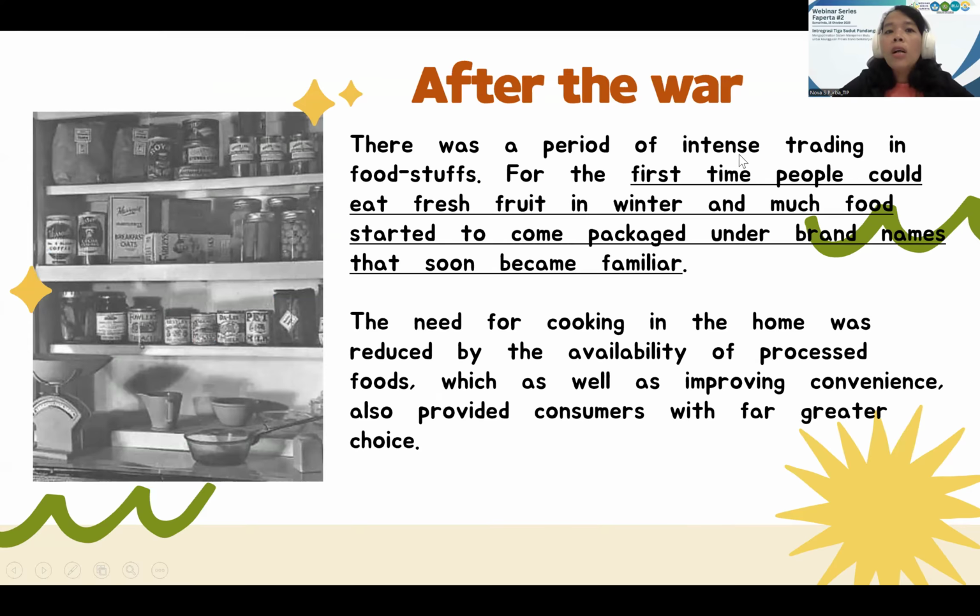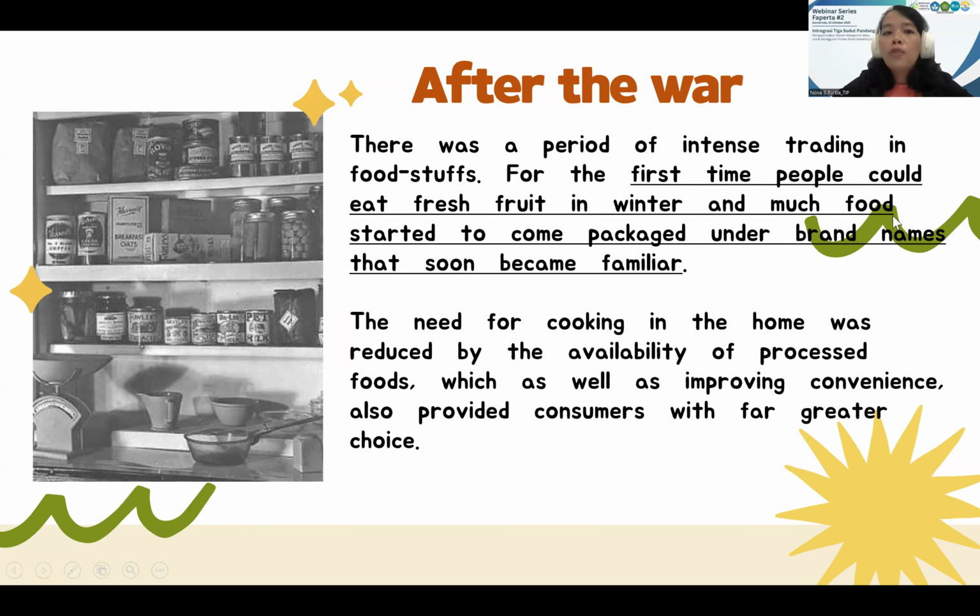After the war, there was a period of intense trading in foodstuffs. For the first time, people could eat fresh fruit in the winter. This condition is in the four seasons countries. Not like in our country where we have only two seasons, but in those countries they have four seasons. They have a winter season, so they can keep food for longer and even enjoy it during the winter. It means more technologies and more tools were used to process the food.